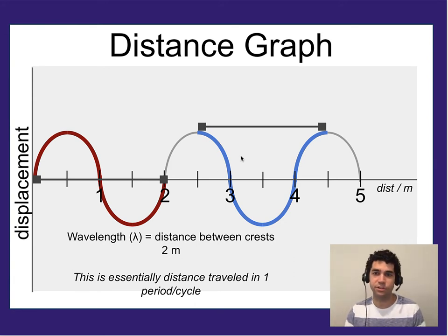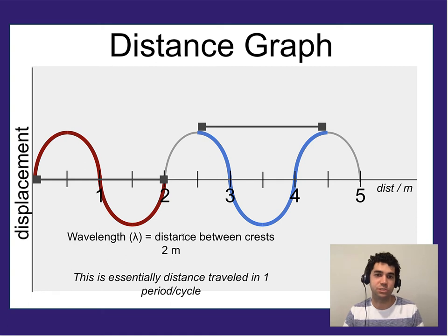They're very similar. The only way you can tell the difference between a distance graph and a time graph for a wave is by looking at the axis, or sometimes it's in the title. Remember that the displacement is just how much the wave or the particles are vibrating up and down. It doesn't talk about actual travel or anything along those lines. So in this case, the only new term that we need to really talk about is wavelength. And wavelength is the distance between crests or the distance traveled in one period or one cycle.